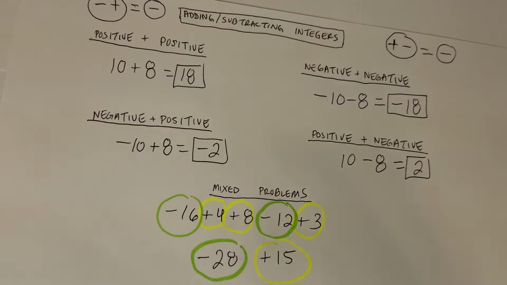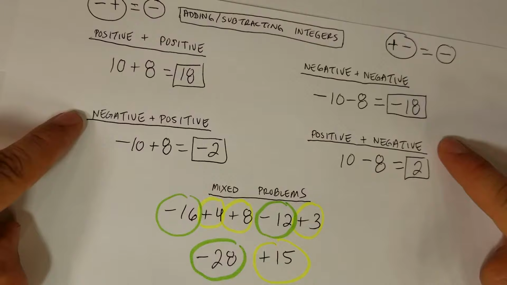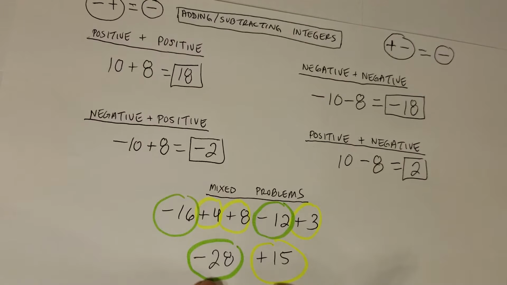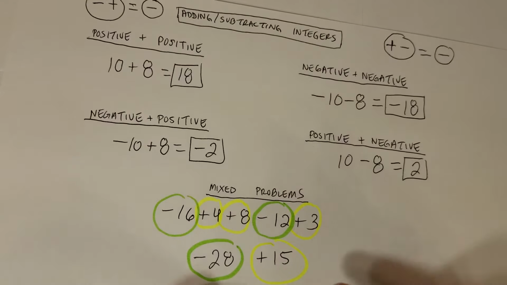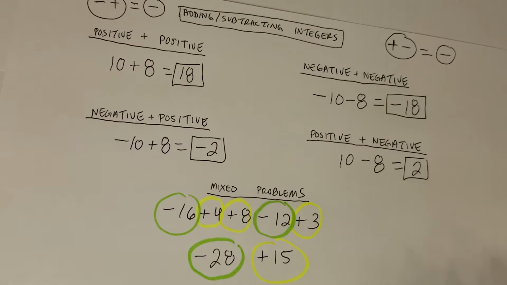Now for the final result, this is where we have a negative and a positive, which means you have to subtract, because we have the same situation up here. So subtract them, and keep the sign of the biggest number. If I subtract these two, negative 28 plus 15, 28 minus 15 is 13. Which one's bigger? The negative one is bigger, so the answer is going to be negative 13. This will be your final result.